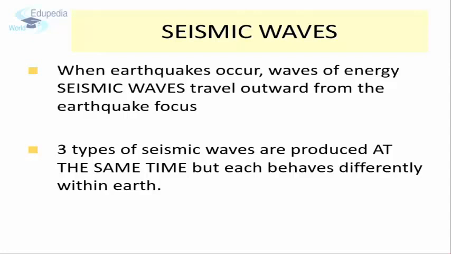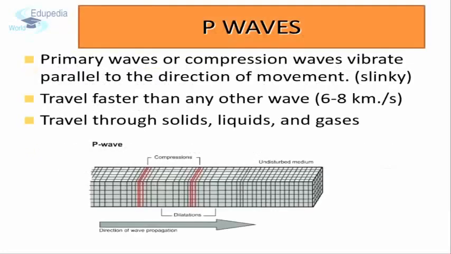They are produced at the same time, but since they behave differently within the earth, they are recorded separately. P waves, or primary waves, are also compressional waves. They vibrate parallel to the direction of movement. They travel faster than any other wave. They can travel through all mediums: solids, liquids, or gases.